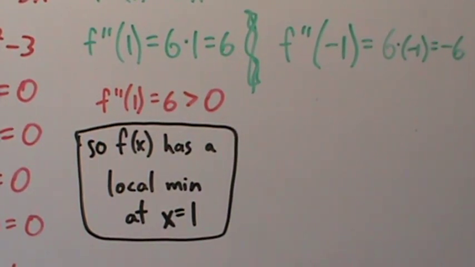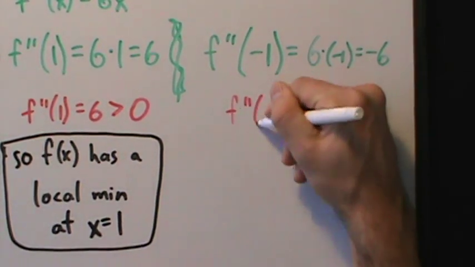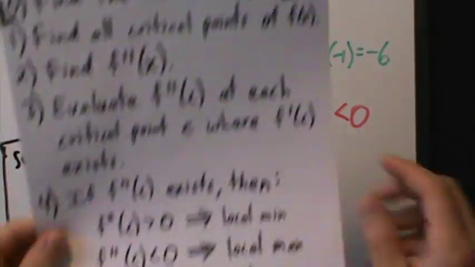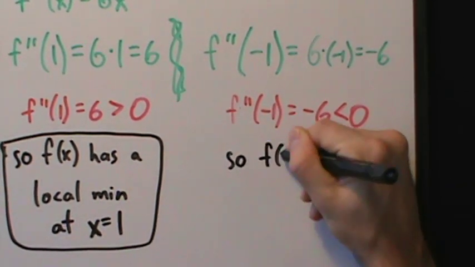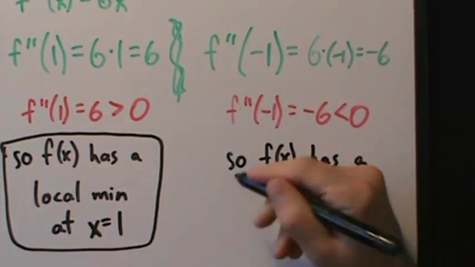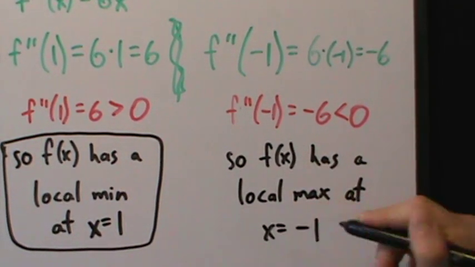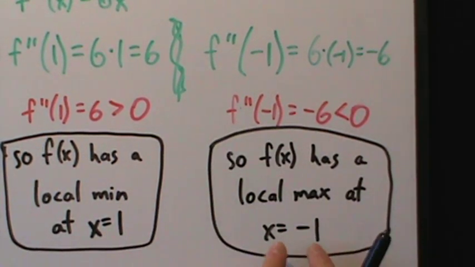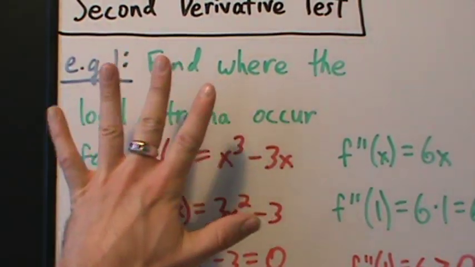Okay, so that's it for this piece. Now we go over here and look at this other second derivative value. So f double prime of negative 1 equals negative 6, which is less than 0. So from the second derivative test, that tells us that we have a local max. So f of x has a local max at x equals negative 1. And again, we're only concerned with where this max is, not what it is. So it happens at x equals negative 1. And again, if we want to know what it is, just take negative 1 and plug it back into the original function. But for the purposes of this question, we don't care what it is, just where it is.